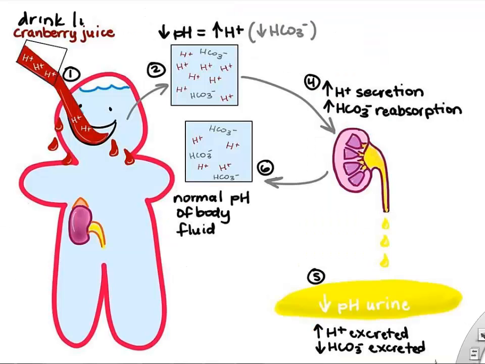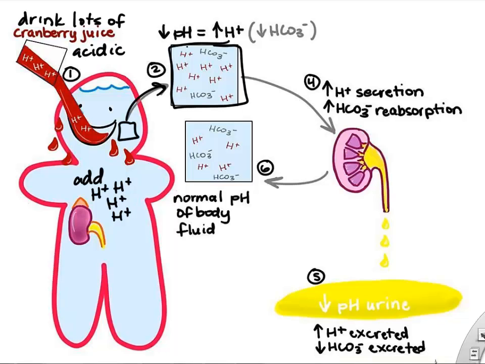So let's look at an example. If you drink lots of cranberry juice, which is fairly acidic, you add a bunch of hydrogen ions to your body, that's going to decrease your pH because of the hydrogen ions you added.